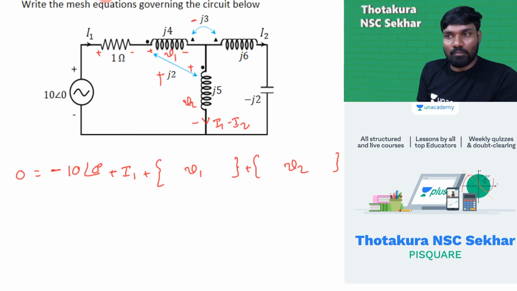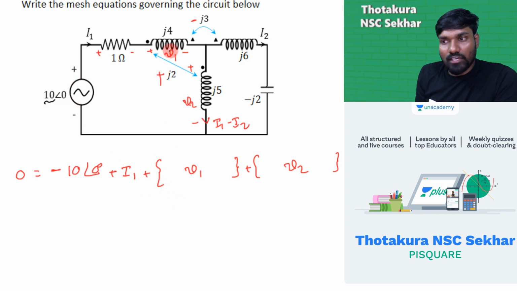Now remember this point. All are fine. Minus 10 at an angle 0 degrees, and this way, this way, this way. What is this here? 10 at an angle 0 means what? Is this a maximum value or RMS value? This is the RMS value, because it is given directly in polar form.